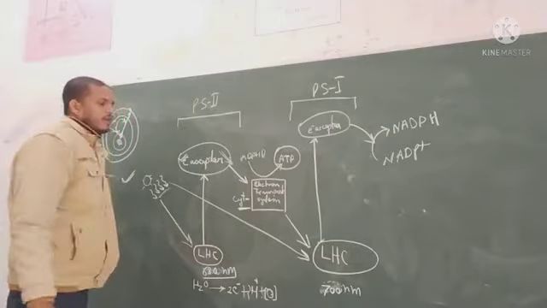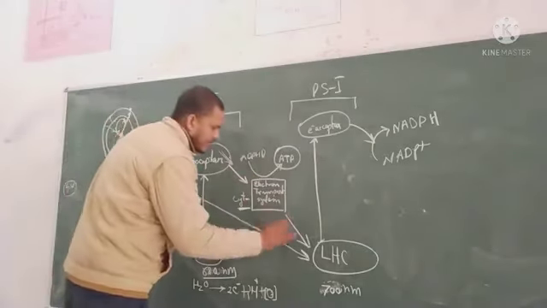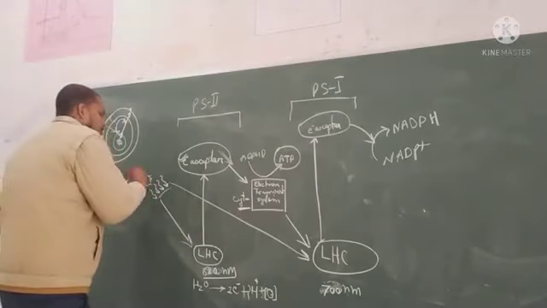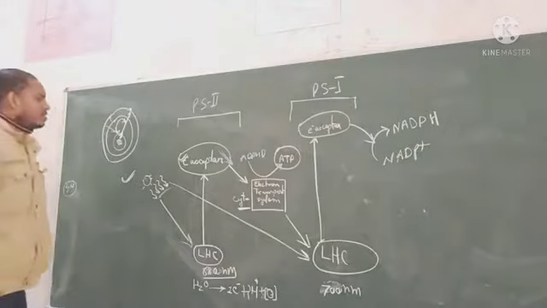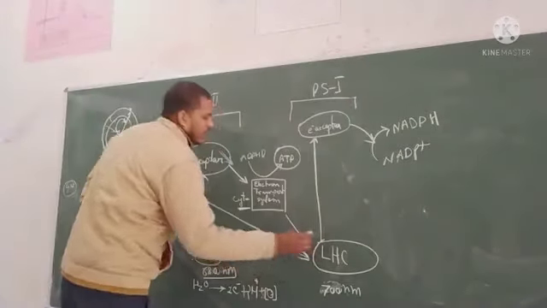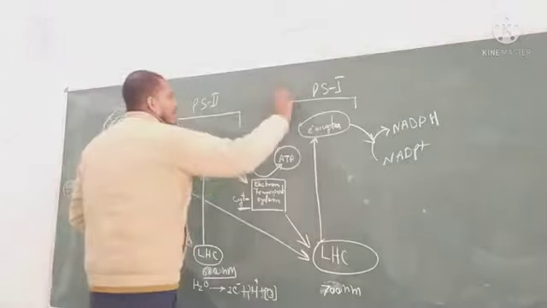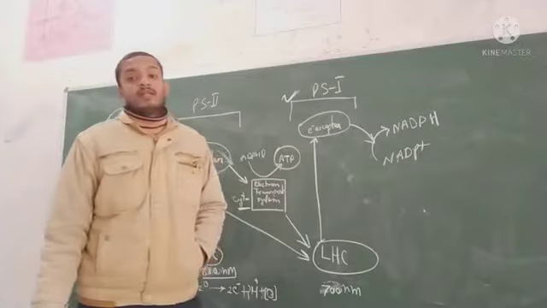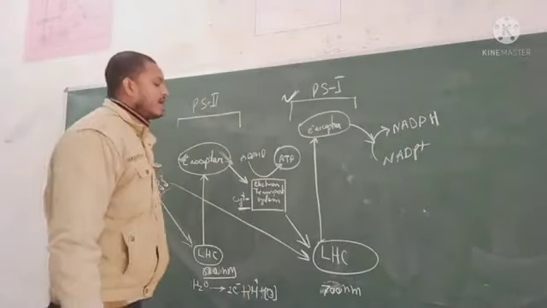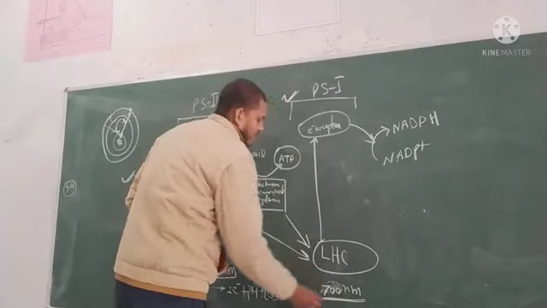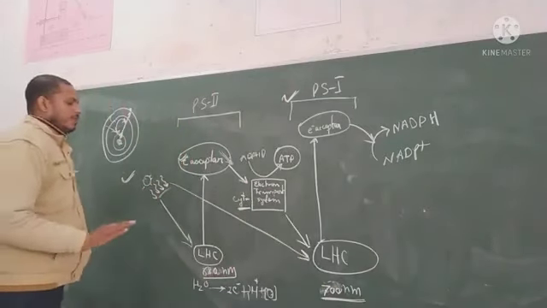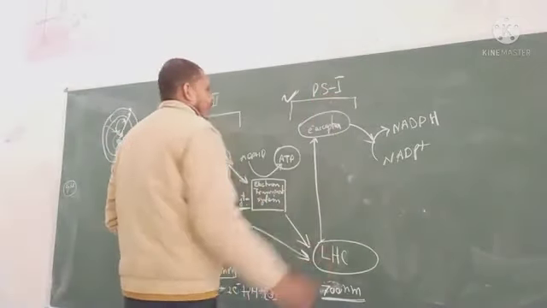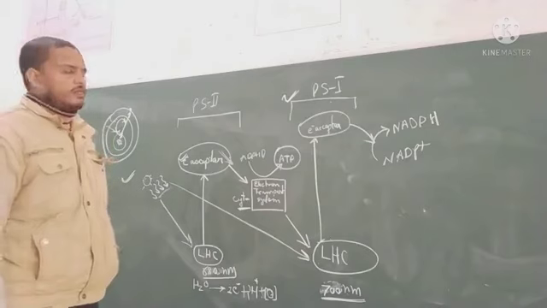So again, as this electron moves downward in the downhill process, the light energy falls on the light harvesting complex of photosystem 1, which absorbs red light of 700 nanometer. See, photosystem 2 absorbs red light of 680 nanometer and photosystem 1 absorbs red light of 700 nanometer.